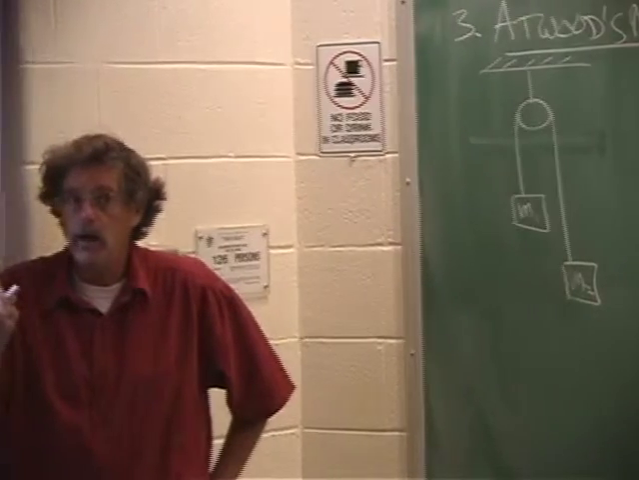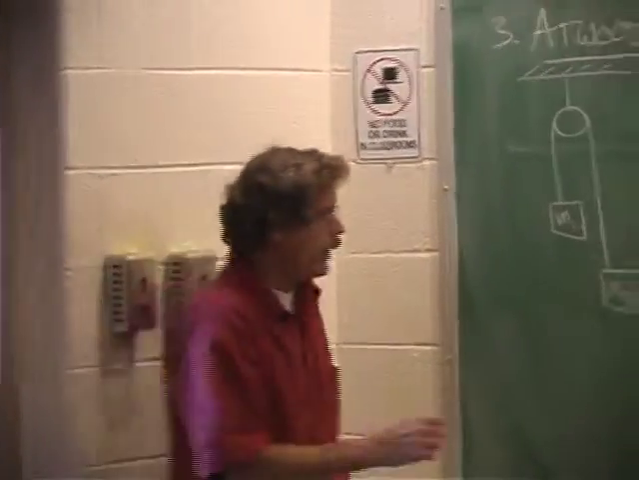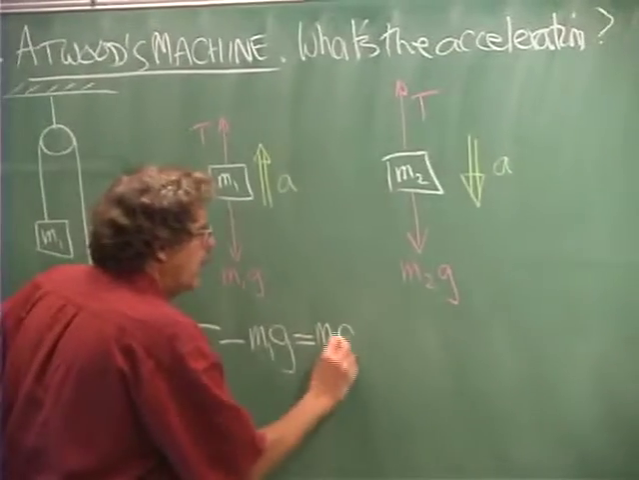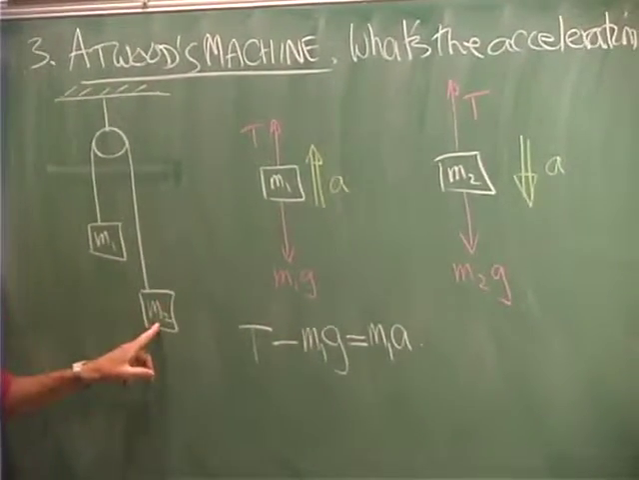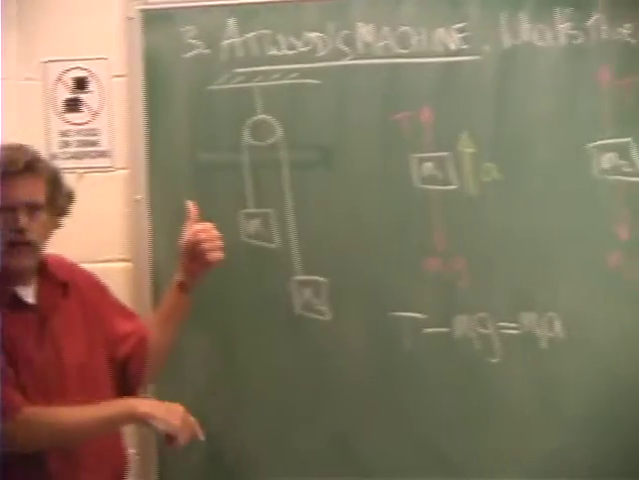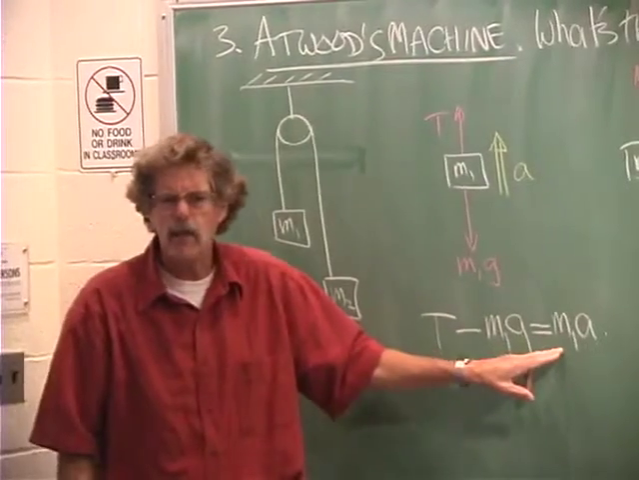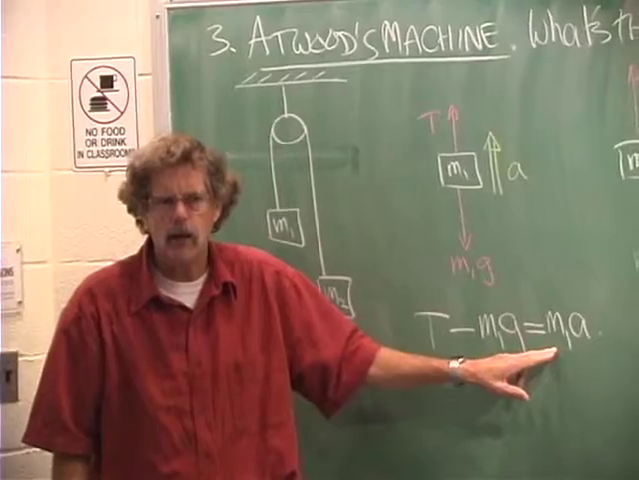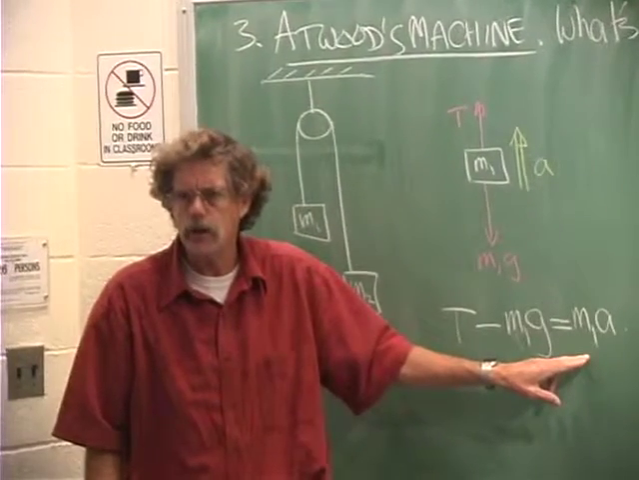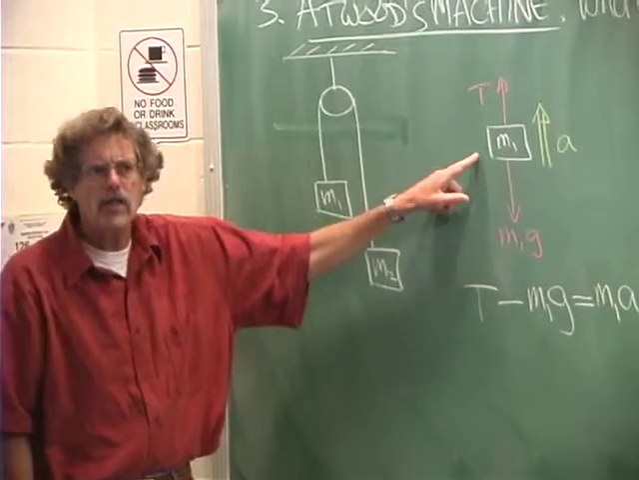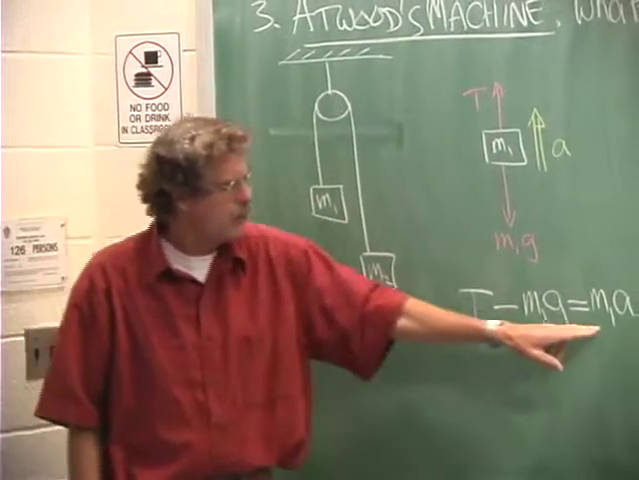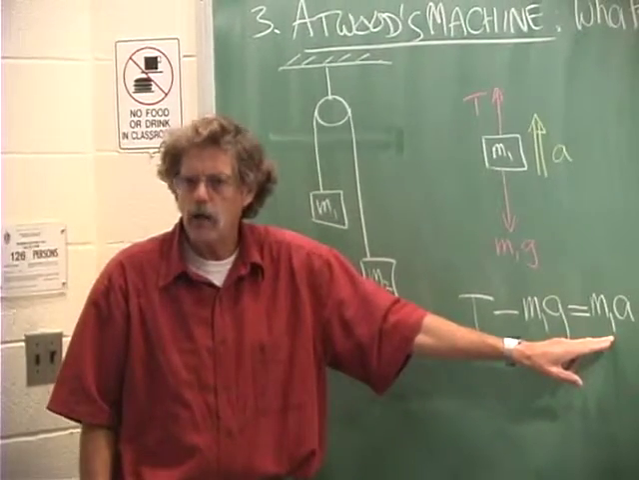MA, I agree. Which M? M1A. Now, a lot of people say at that point, no, wait a minute, this is attached also to M2. I've got to accelerate the M2 too. So shouldn't I maybe sneak in a little bit of M2 in there, like write M1 plus M2 times A or something? No, I'm just talking about the forces acting on M1. That's equal to the mass of M1 times A.